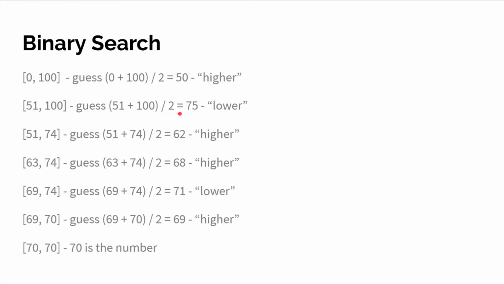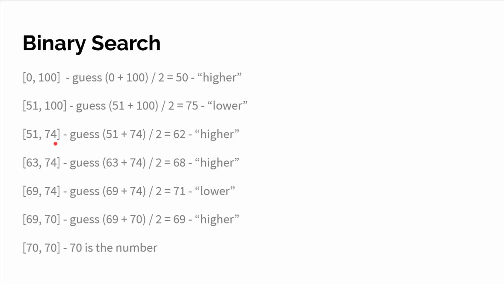Then you guess in the middle, that'd be 75, right? And here we're doing integer division, so even though 151 divided by 2 is 75.5, we're just going to guess 75 because we can't really have a point of a number. And so you guess 75, and I tell you, oh, the number that I'm thinking of is lower. Okay, so that means we divide the range in half again, because this means that my number is lower than 75, so the only range where my number could be would be between 51 and 74 inclusive.